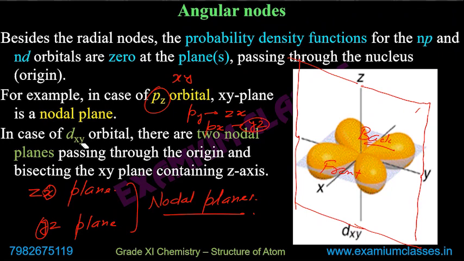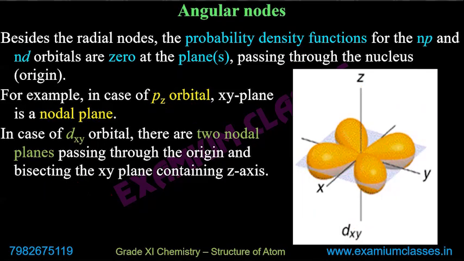So if you are asked which two are nodal planes for DYZ, it means X is remaining. You will consider X once with Y and once with Z. X is remaining, you will consider X one by one with both Y and Z. Those will be the nodal planes.